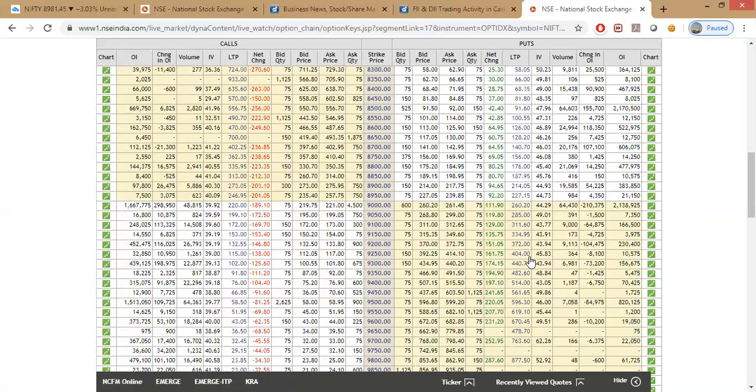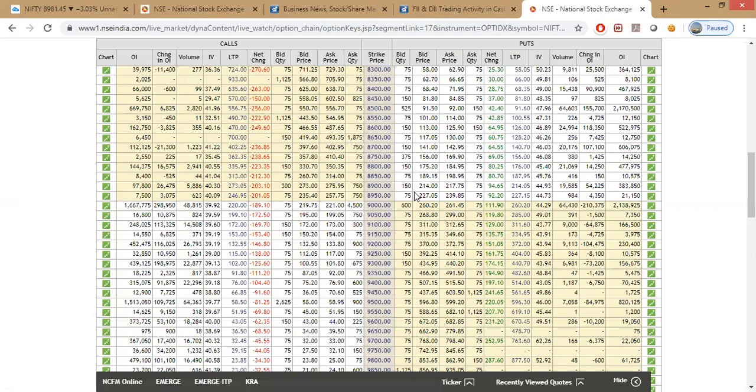So what is in the money? If we look at the index level here, 8950, 8981. All the call option strike prices above 8981, like 9000, 9050, are out of the money options. And similarly for put, since the index is now at 8981, all the strike prices below 8981 will be out of the money for put options.